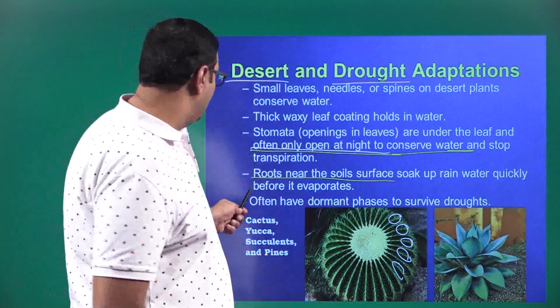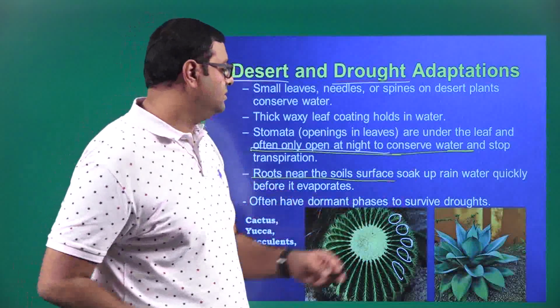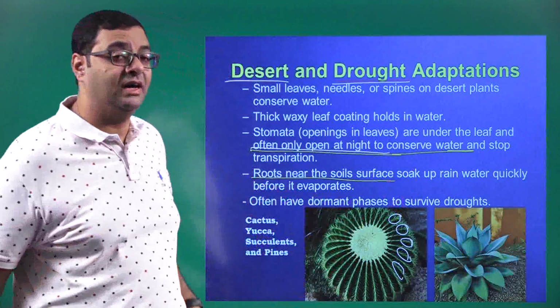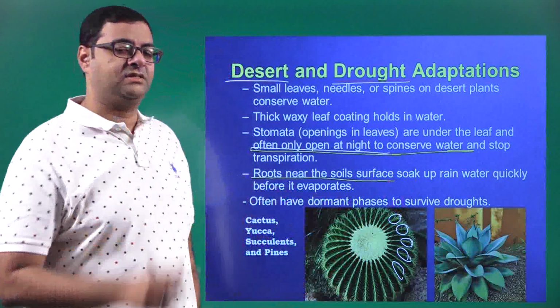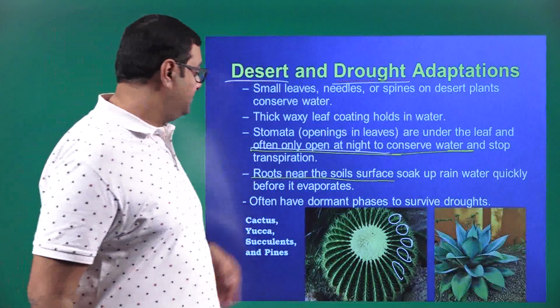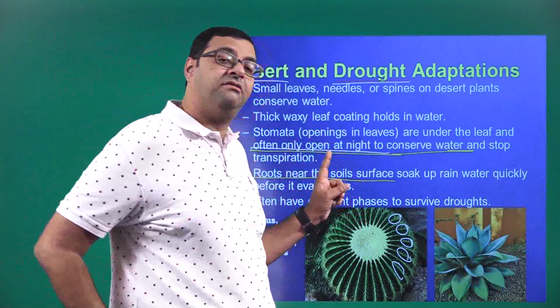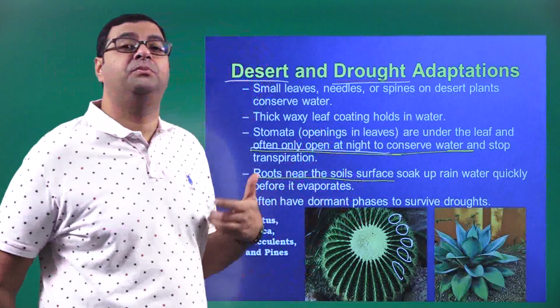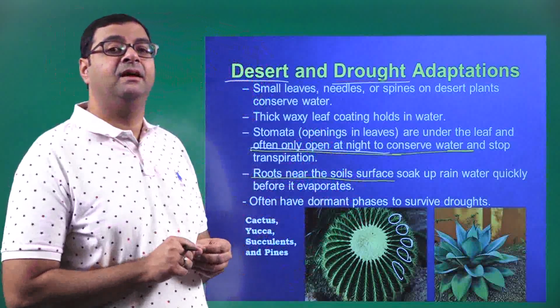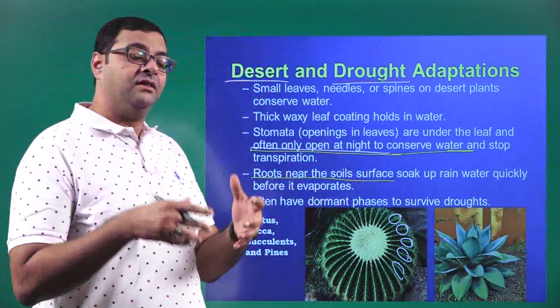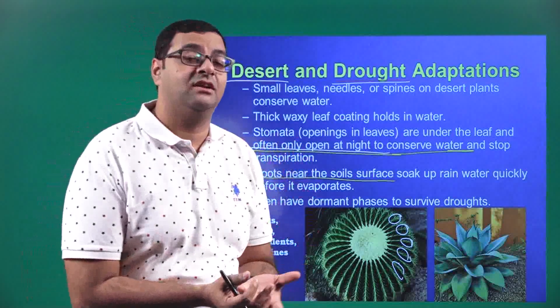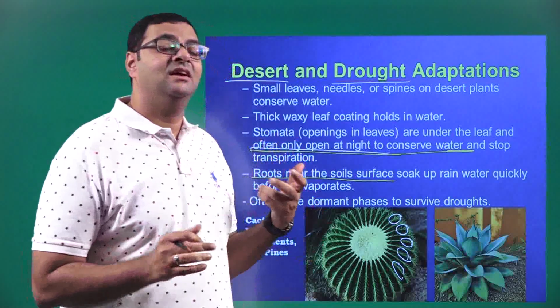Often they also have dormant phases to survive droughts. As I told you earlier, in structural adaptations, the flowers are dormant to protect themselves. If the flowers are dormant, the water and nutrients are not supplied over there, so they are conserved.